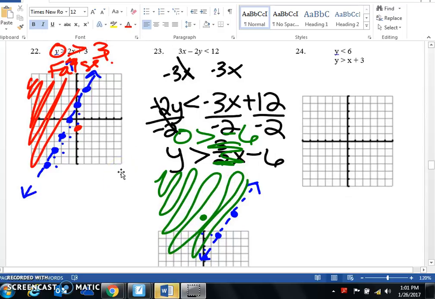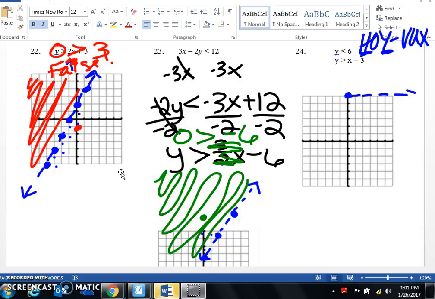All right, so now we got a system. y is less than 6. Remember HOY, VUX. That's important because y is a horizontal line. So I'm going to go to the y-axis, go to +6. And then it's a horizontal line. But before I start drawing, remember, it doesn't have that equal sign under there, so it's going to be dashed. Okay, we need to test out the point 0, 0. That's true. So therefore, this is all going to be shaded in.